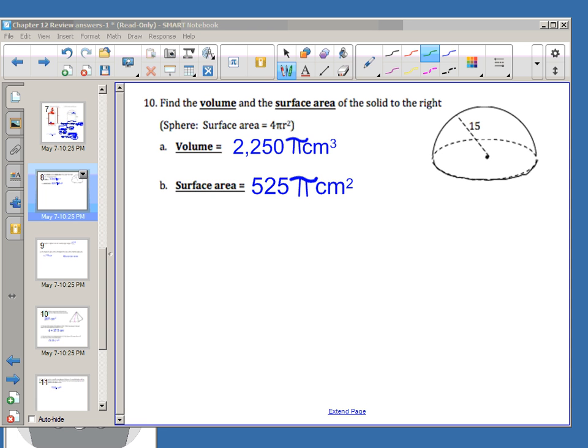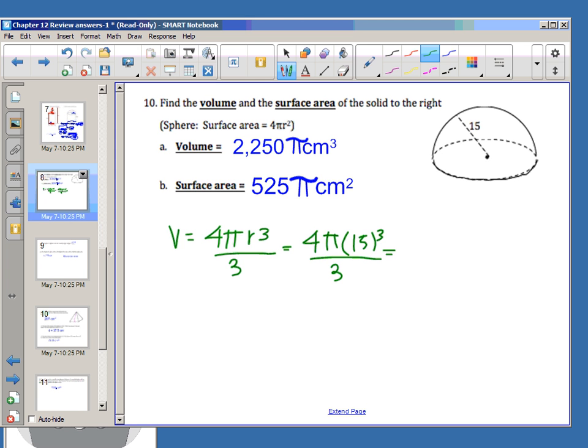All right, so this one just says find the volume and surface area of this hemisphere here. So the volume of any sphere is 4 pi r cubed over 3. So I'm going to have 4 pi, this is just a radius, 15 cubed divided by 3. So I should get 2,250 pi. And I can already tell that one's wrong. It's actually 675 pi, but we'll get to that.